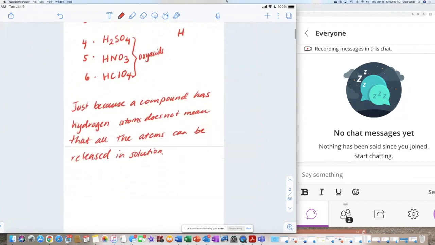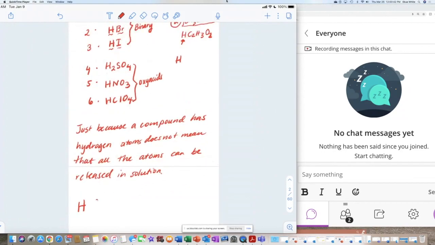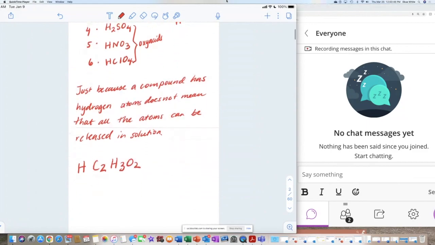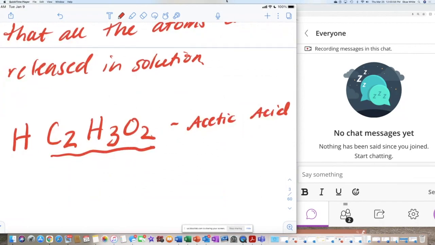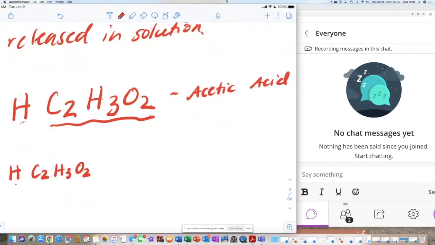I'm going to write this down here because somebody asked me this question one time. HC2H3O2. This is acetic acid, also known as vinegar, right? In 1411, we learn how to name this. This is the acetate ion. Somebody asked me, why do we say when this compound breaks apart, it releases only one hydrogen? We'll be talking about this in a little bit. This is a weak acid.